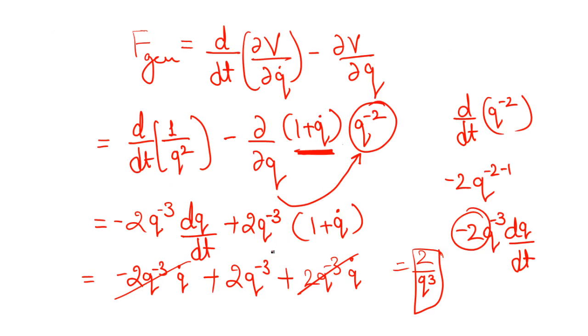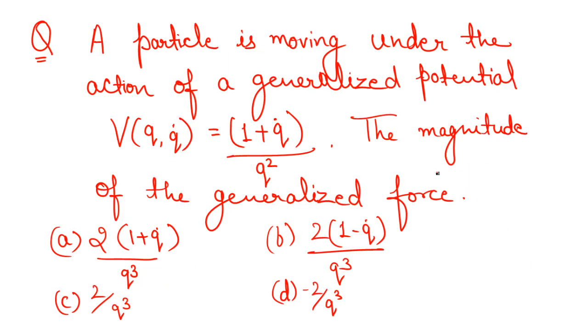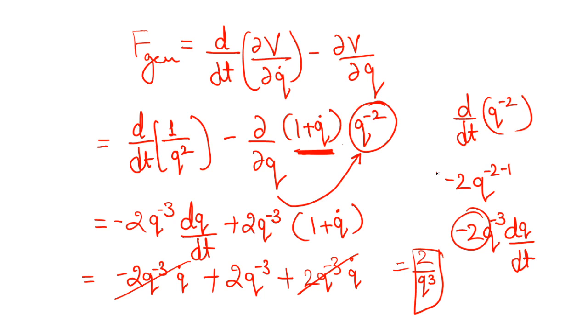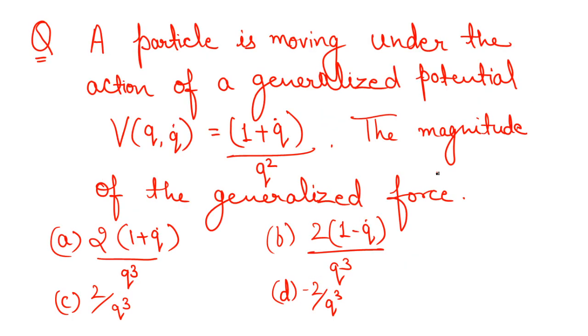Let's take it once again. Minus 2 q to the power minus 2, yes, you are getting this. And if we check it once again, I think you will get plus 2 q to the power minus 3 times 1 plus q dot upon q square. We have differentiated it, and it has given us the positive value. And here nx to the n minus 1, yes, it must be 2 upon q cube. So it shows that option C is the correct option.